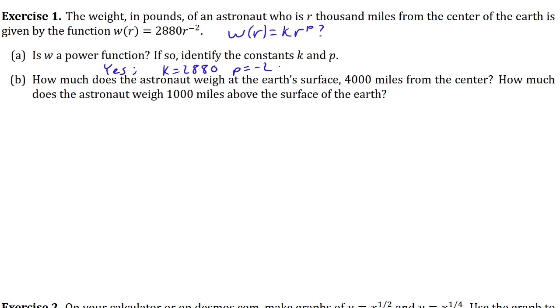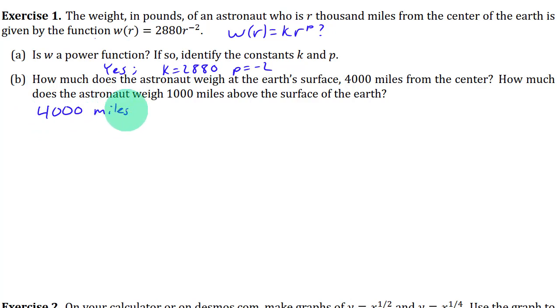Now, how much does the astronaut weigh at the Earth's surface, which is 4,000 miles from the center? Now r is the number of thousands of miles, so 4,000 miles leads to r equals 4. So what we want to do is plug in r equals 4 to get the weight.